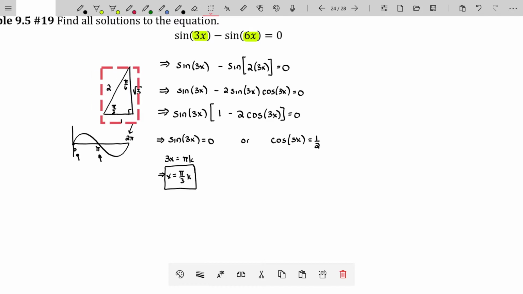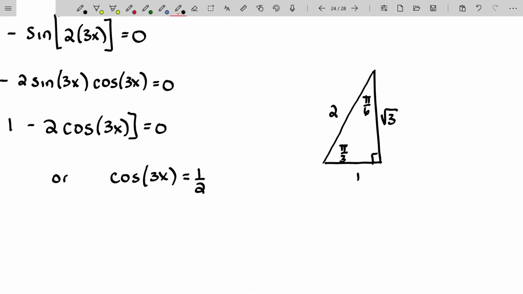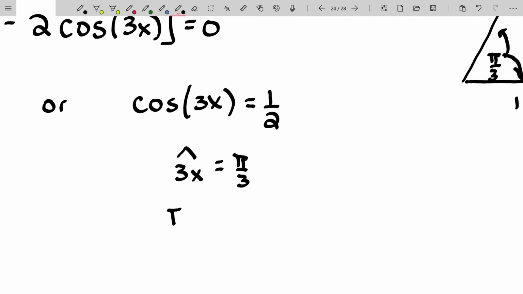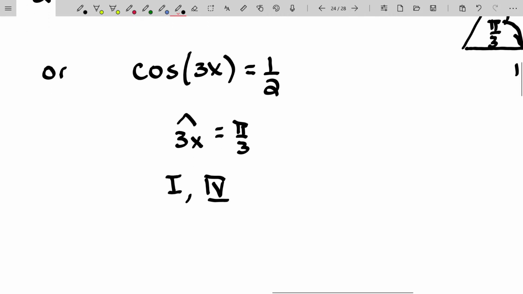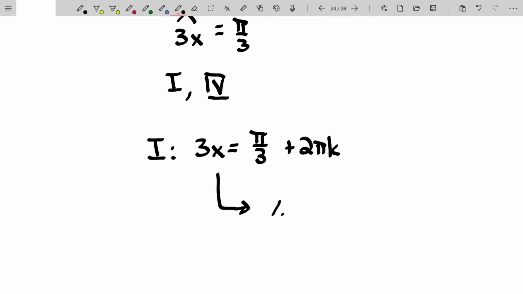I'll paste in my triangle there. And cosine of 3x equaling 1/2, well, that means that our 3x must have a reference angle of pi over 3. And we're in quadrants 1 and 4 because cosine is positive. Well, in quadrant 1, 3x will therefore equal pi over 3 plus 2 pi k. And I'll go ahead and just divide both sides by 3. So x is equal to pi over 9 plus 2 pi over 3 k.